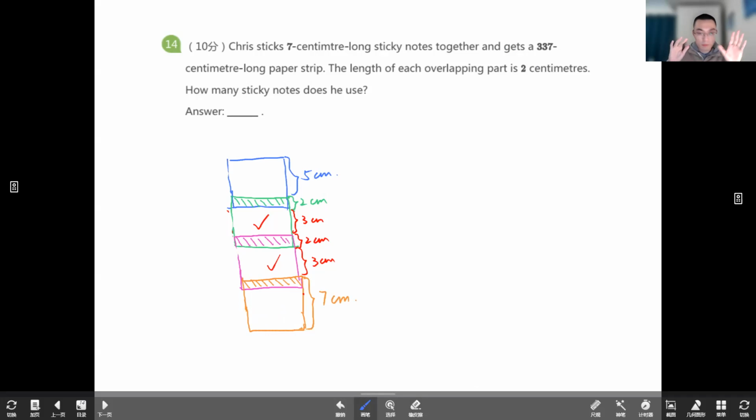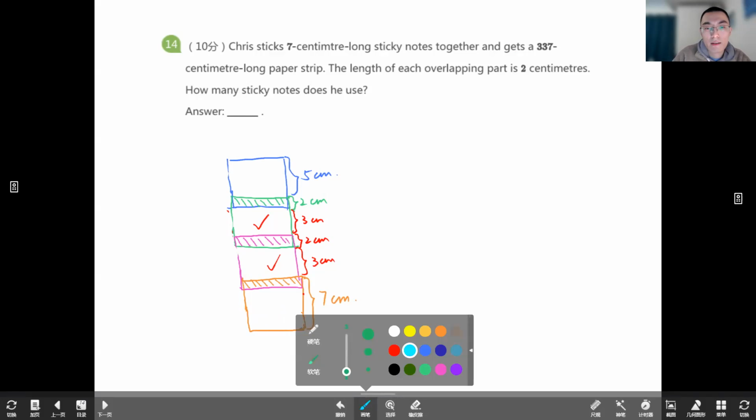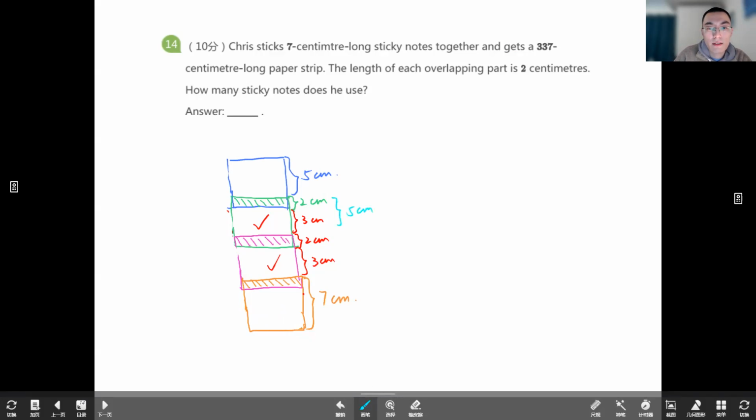So the most tricky part of this question is now done. We just need to draw a clear diagram and mark the clear numbers on it. So let me just combine the 2 and 3 together, and they will be 5. This is 5, and this is 5. So we have 5, 5, 5, 7. That is when we have 4 sticky notes. So for 4 sticky notes, let me change the color, we have 5, 5, 5, 7.